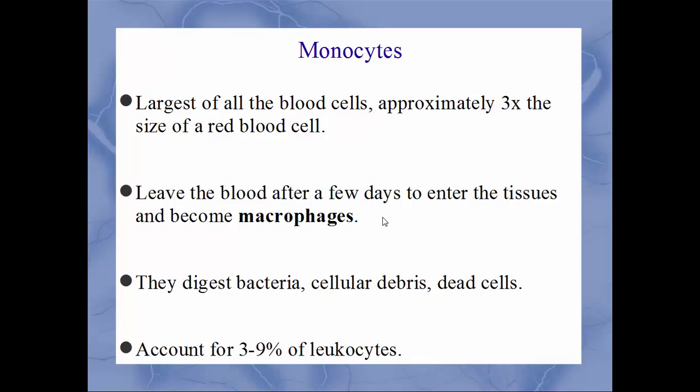Alright, these are the cells that will leave the blood after a few days and enter the tissues, and that's when they're called macrophages. And that's where they will engulf and digest bacteria, cellular debris, dead cells, and so on. So macrophages are monocytes that have left the blood and entered the tissues. And these are anywhere between 3 to 9% of all white blood cells.